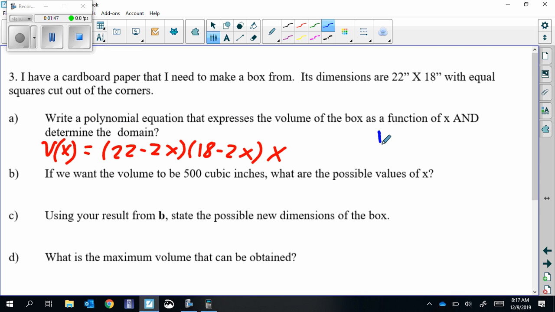So our domain has to be positive, so we can start at 0. And it can only go up to 9. Neither of those endpoints are allowed, though, so it's parentheses on both. You have to cut something, and you can't cut the full 9. Otherwise, the strip just falls off.